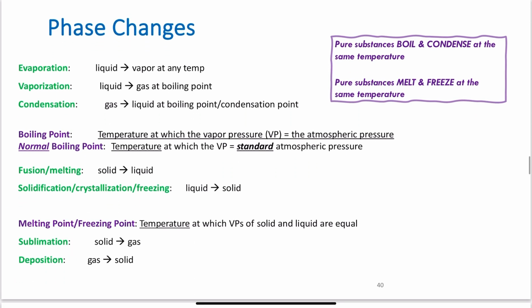Okay, you do need to know the names of the different types of phase changes we have, and you also need to understand if they are endo or exothermic. And we're going to show it graphically, but we're also going to talk about them by definition. First, let's talk about their definition.